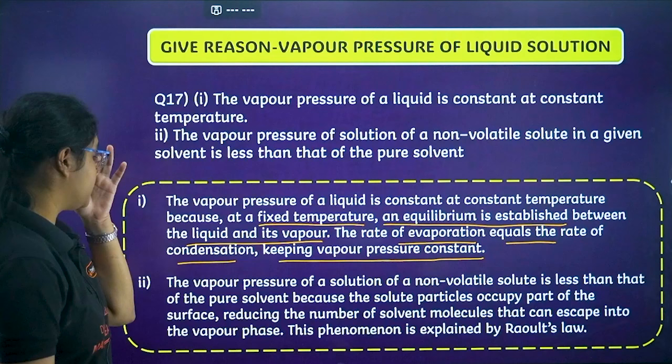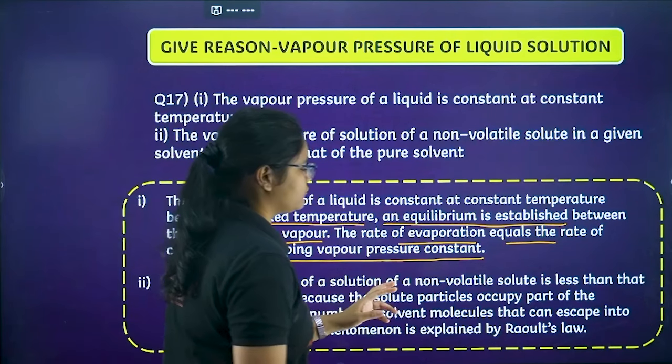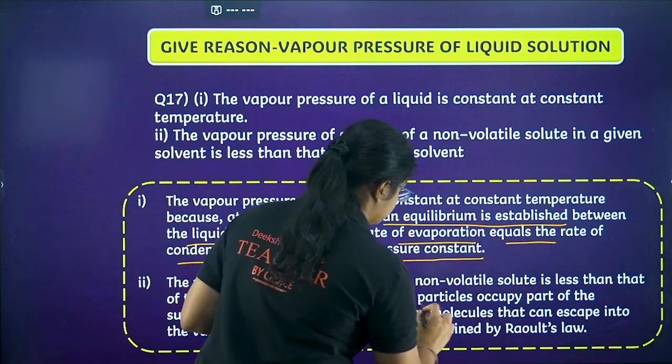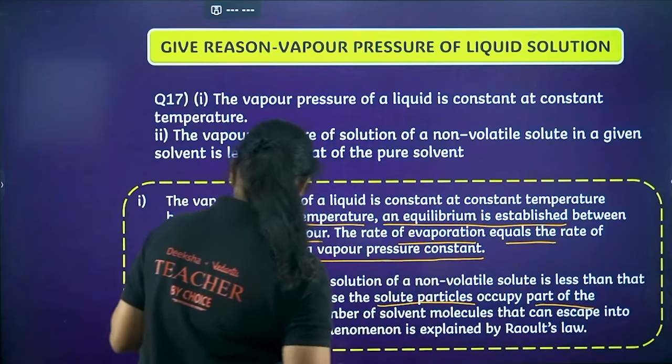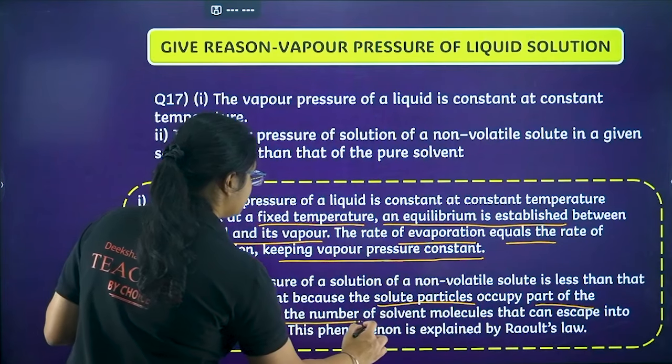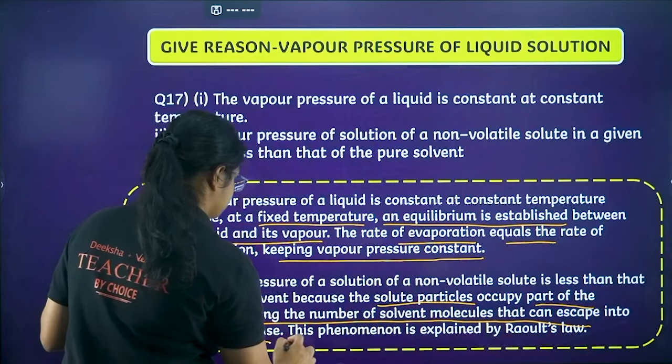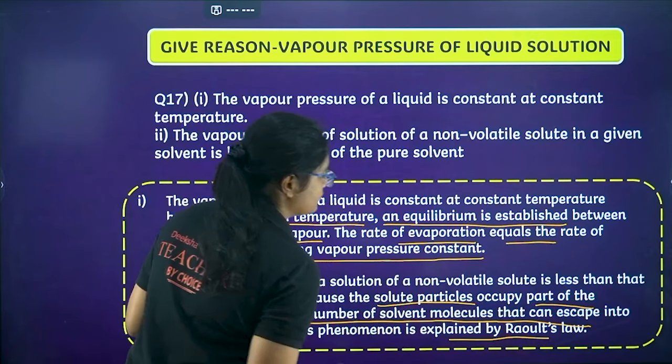Okay. Next, the vapor pressure of a solution of a non-volatile solute is less than that of the pure solvent because the solute particles occupy part of the surface, reducing the number of solvent particles that can escape into the vapor phase. This phenomenon is explained by Raoult's law.